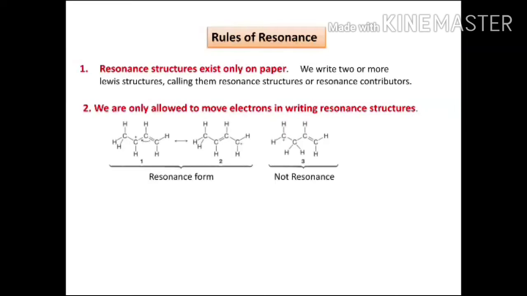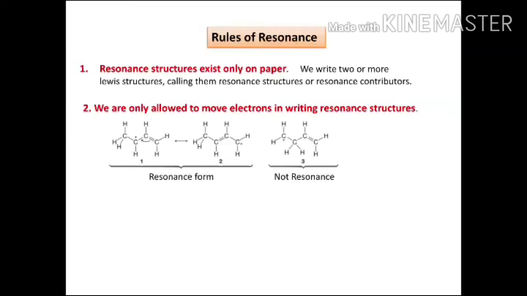In the first picture we can see the pi bond is moved to the next C-C sigma bond, so you can have a positive charge on the other carbon atom. Here a pair of electrons is moved from one pi bond to another sigma bond. It is merely a pair of electron movement, so it is a resonance form.